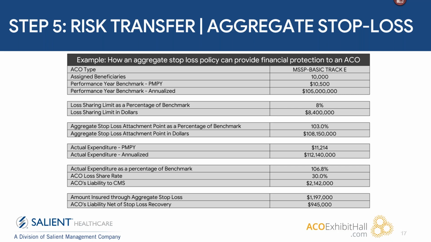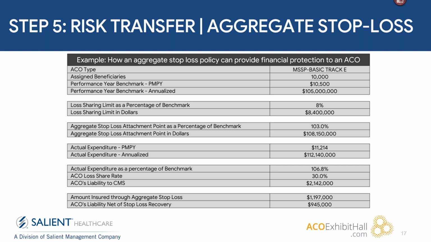The outcome of the assessment and negotiation results in a stop loss policy that transfers some, not all, of the ACO's projected loss to the insurer in return for a premium. In this example, the financial liability of an ACO is calculated based on its Medicare membership of 10,000 beneficiaries. The performance benchmark is $10,500 per member per year. The loss sharing is limited or capped at $8.4 million.